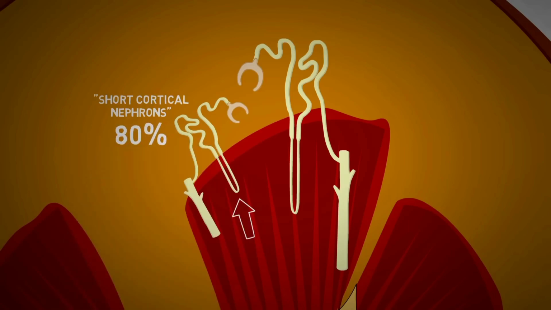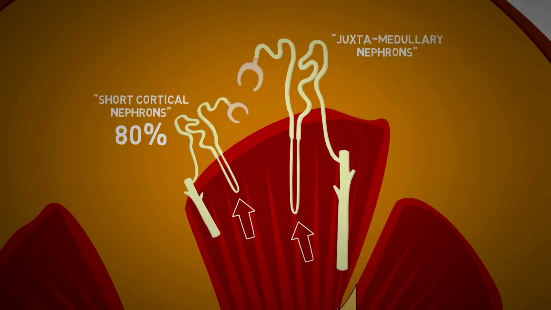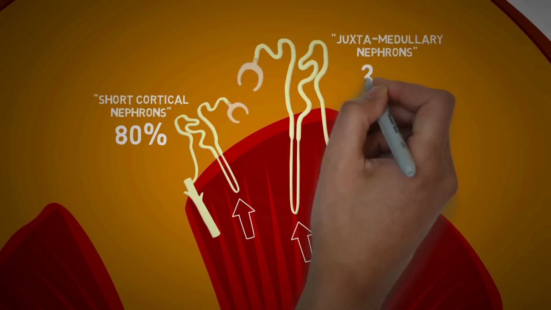The other type of nephrons that we have in our kidney are known as the juxtamedullary nephrons, which have long loops of Henle that are mostly present in the medulla of the kidney. These two types of nephrons can concentrate urine up to different osmolarities that we will discuss when we talk about the function of the nephron. These are 20% in number.